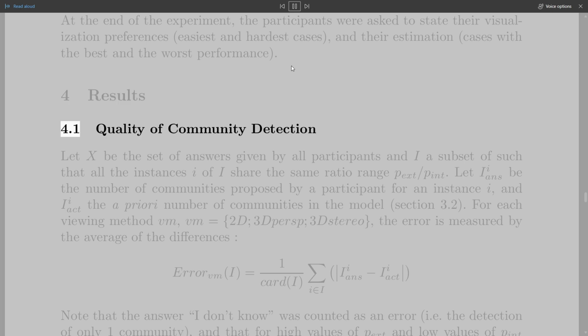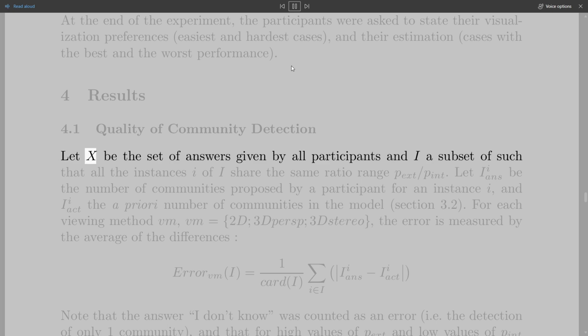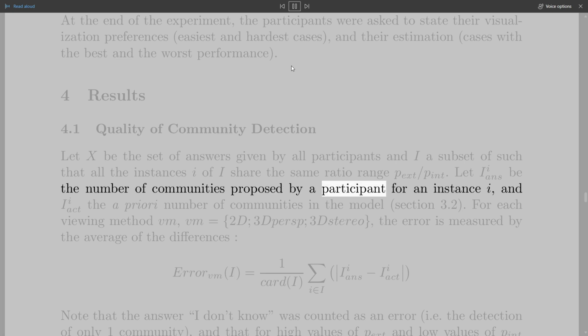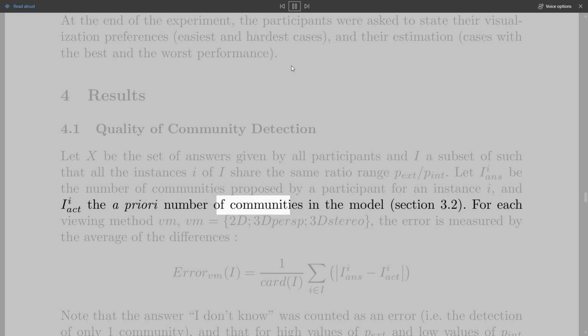For results, 4.1 Quality of community detection. Let X be the set of answers given by all participants and I a subset of X such that all the instances I share the same ratio range pext/pint. Let ians be the number of communities proposed by a participant for an instance I, and k the a priori number of communities in the model, section 3.2.